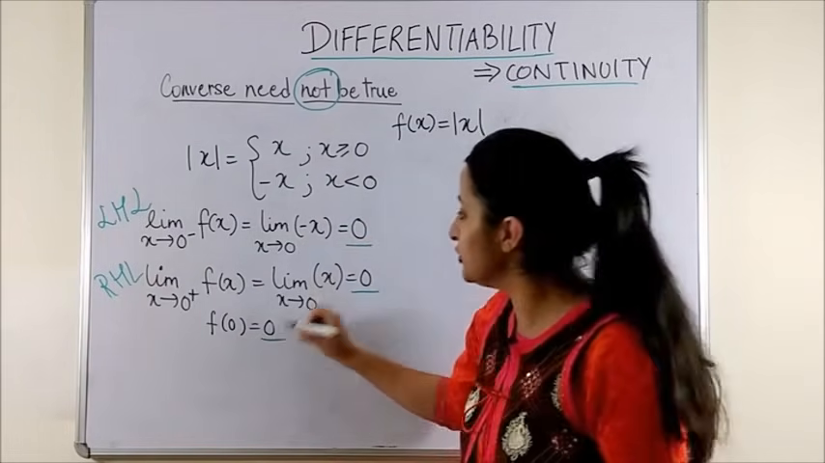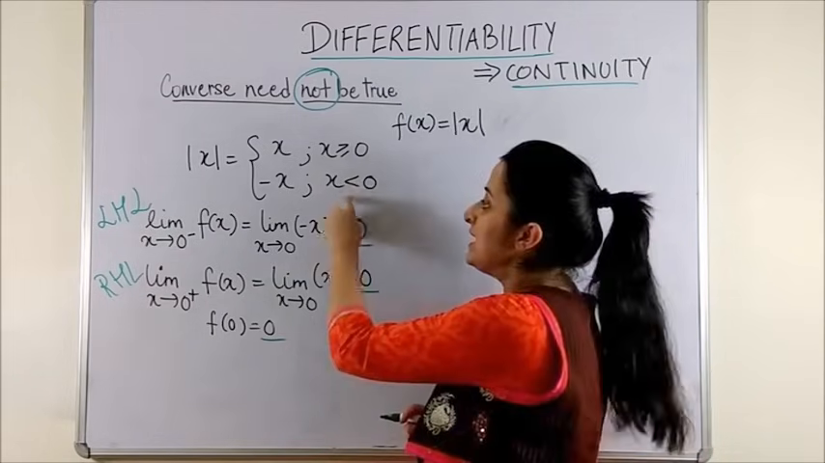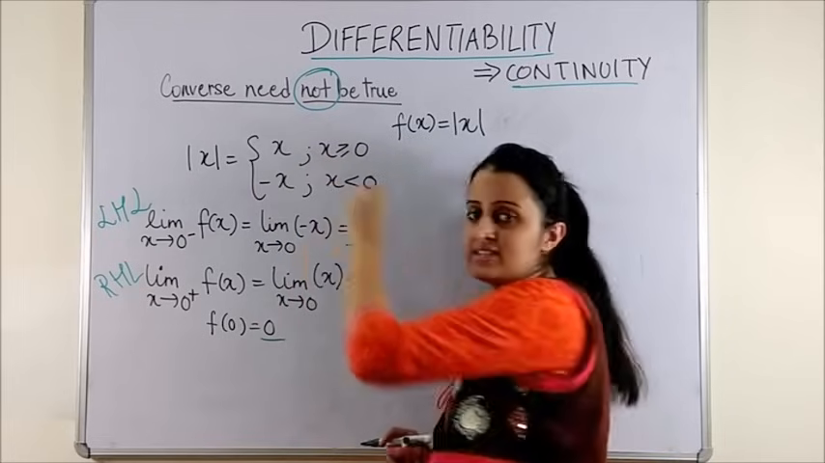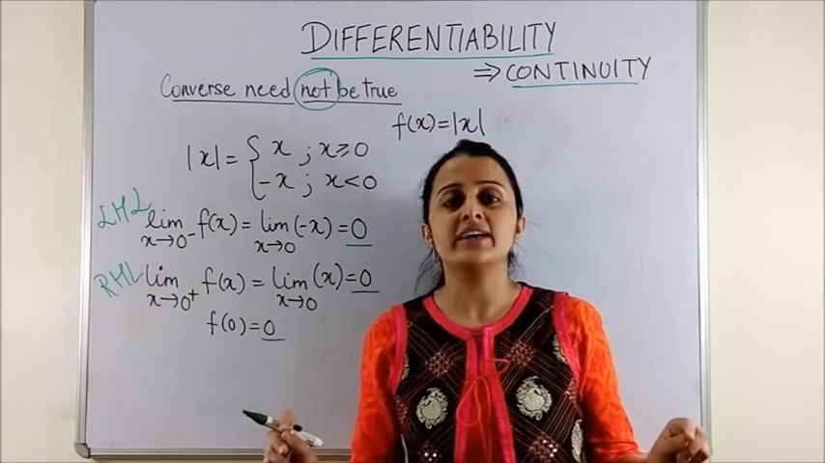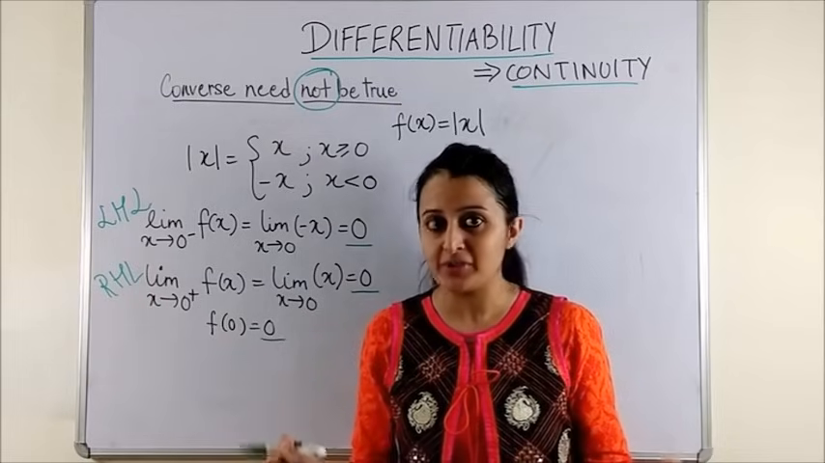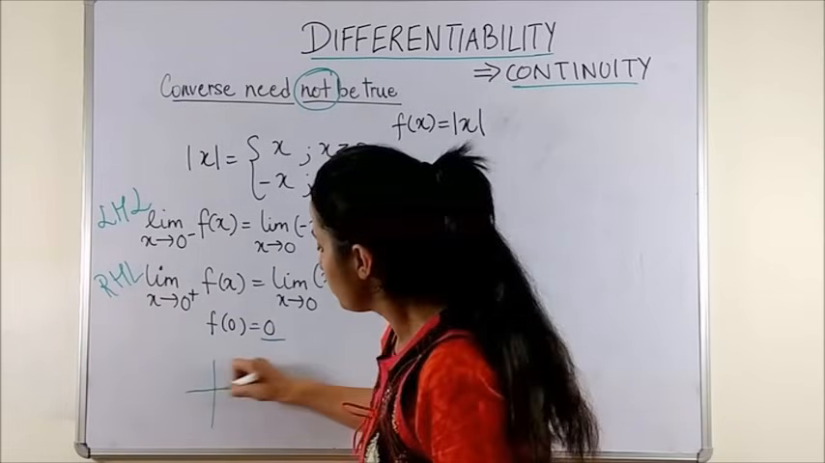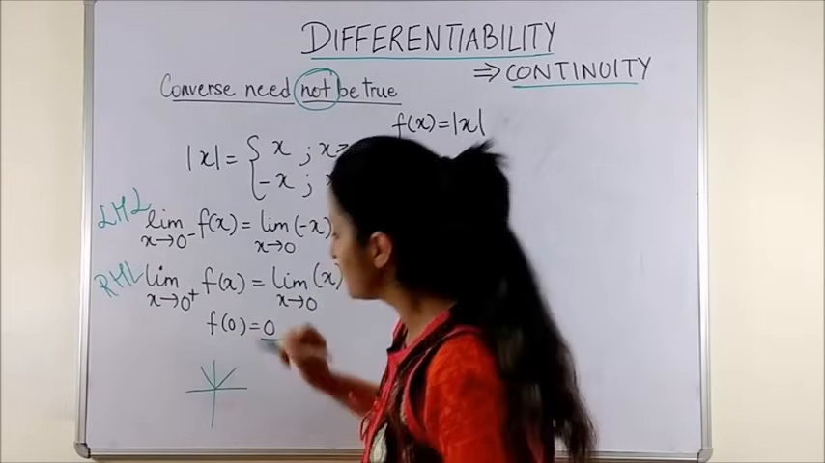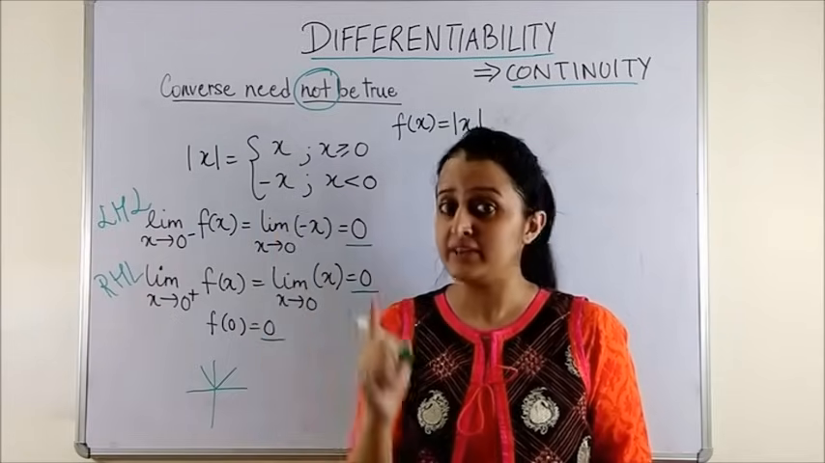We see all three of them are giving us the same answer. Also for x less than 0 or greater than 0, we are getting a polynomial function. Thus, mod x is everywhere continuous. Also, if you try to recollect the graph for this, it's a V-shaped graph. That means you can draw the graph without lifting the pen even once.